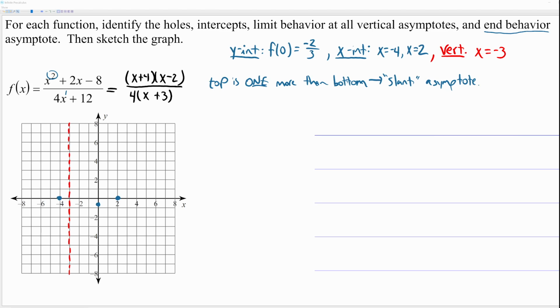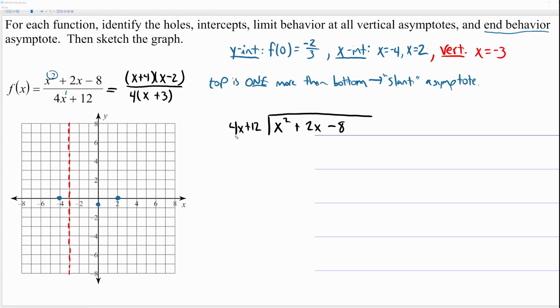Now the question is, how do we find such a slant asymptote? And the good news is, we already know how to do it. We've learned the technique earlier this year, in fact. You may not be happy though. The technique that we have to use is polynomial long division. So x squared plus 2x minus 8, we divide by 4x plus 12. So let's get ready to do some long division.